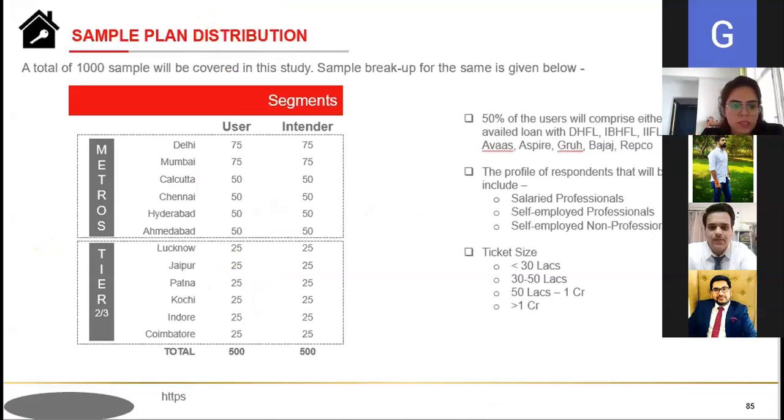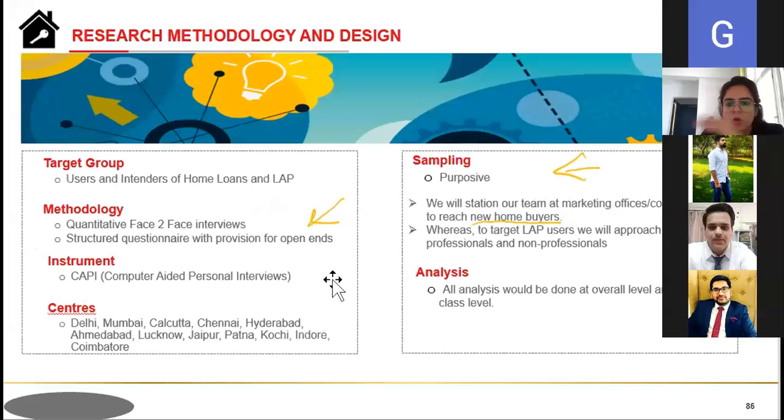And how did we do sampling? We used purposive sampling. That is, we stationed our team at marketing offices and construction sites to reach new home buyers. Whereas to target loan against property users, we approached self-employed professionals and non-professionals.